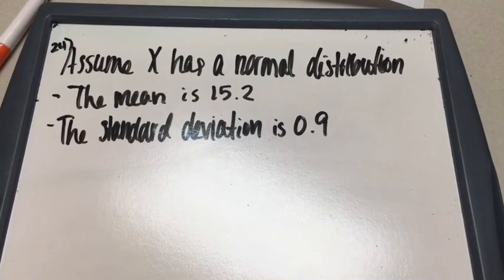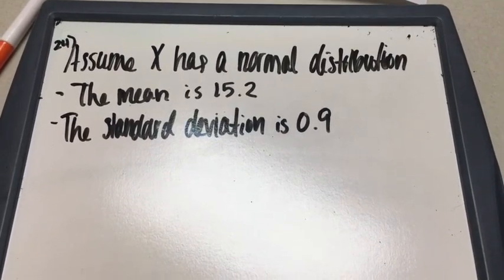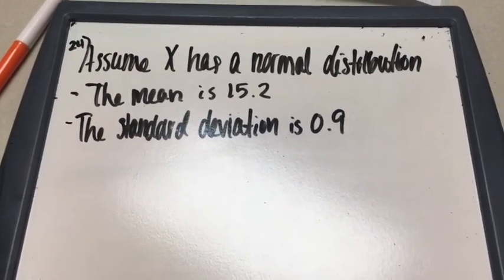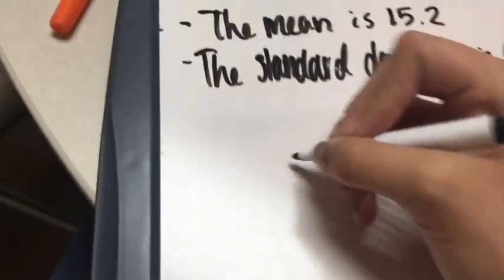Okay, so it's telling you that for 24 to assume that it's a normal distribution with a mean of 15.2 and a standard deviation of 0.9. So I'm just going to draw this out.